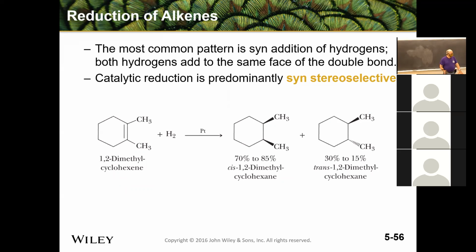This is not regioselective, but it is stereoselective. Here is another catalyst that's commonly used, platinum. Platinum is actually in the same family. It's right below palladium in the periodic table. Notice here that we get mostly the cis, so both hydrogens are added to the same side of the double bond. So mostly cis, but not exclusively.